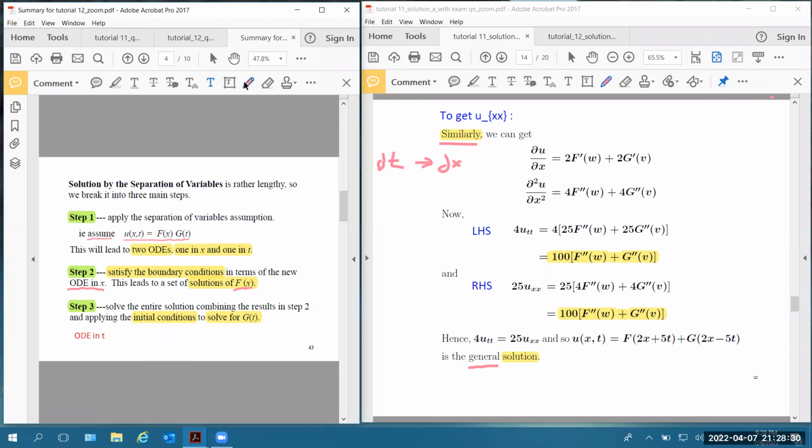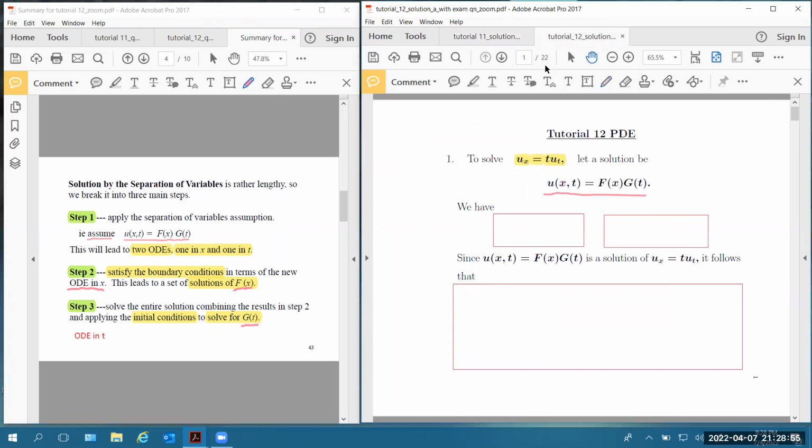All right, and that will give you this g(t). So that means you find your f(x) here, and find your g(t) here, and then you can just multiply them together. So that's how you get your solution. All right, yeah. So this is what we do. Okay, so let's go and illustrate this technique. Yeah, so let's look at our solution.